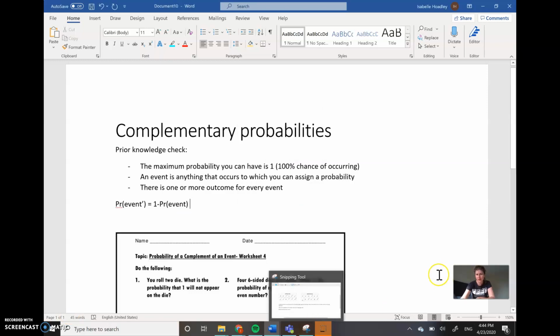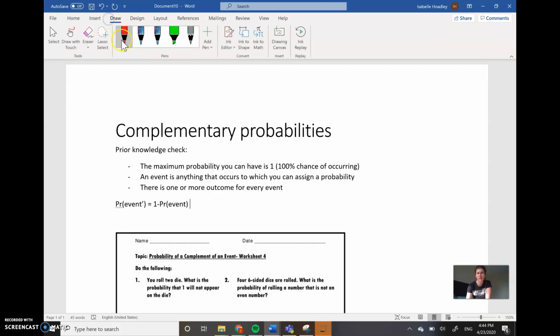Alright guys, so for today we're going to look at what we call complementary probabilities. Now we did start talking about this the other day, but we're just going to go through it in a bit more detail. Should be pretty quick and easy, and then there's something else you need to do after that. Okay, so a couple of things that you have to know before we can do this. So this is a prior knowledge check.